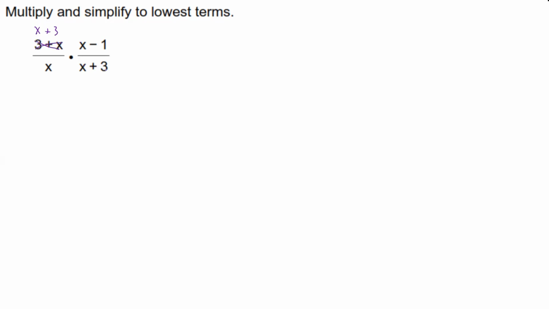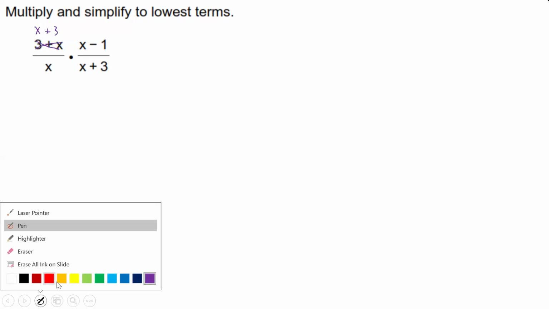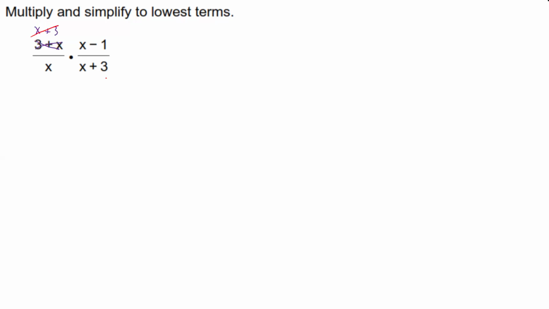So now we have x plus 3, x plus 3. That means because those are the same, we can cancel. Now, do you have to do it and rewrite it? You don't have to, but that way you know for sure that they're exactly the same.